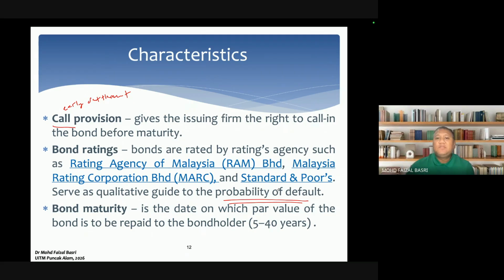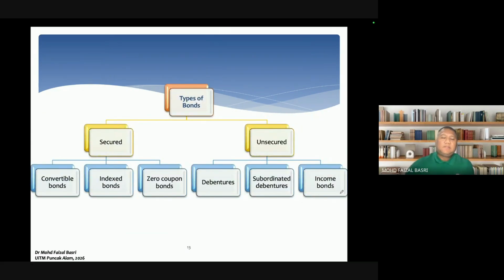So as investor, you kena decide lah. You nak invest in a high rating bonds ataupun lower rating bonds. Okay. And maturity ada explain tadi usually between 5 to 40 years. Right. So nanti you tolong baca lah the types of bond. Ada dia punya explanation dekat belakang ni.